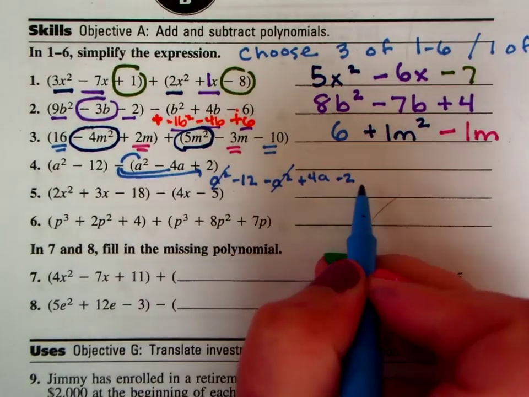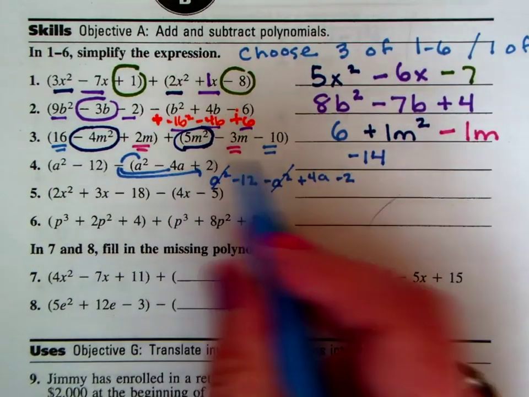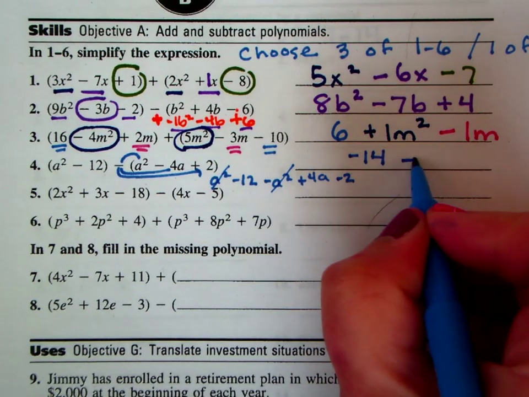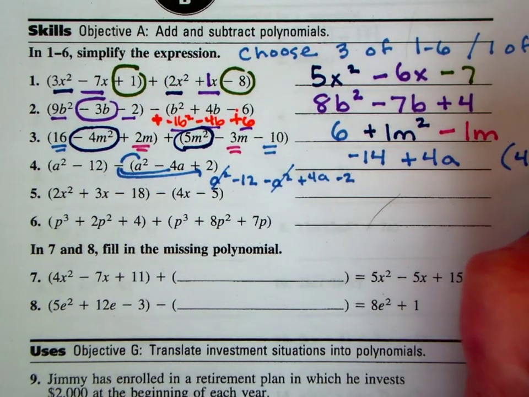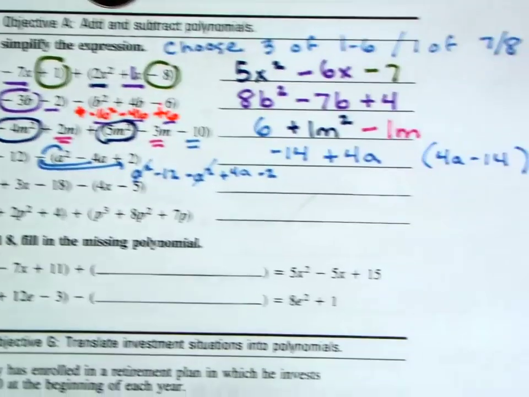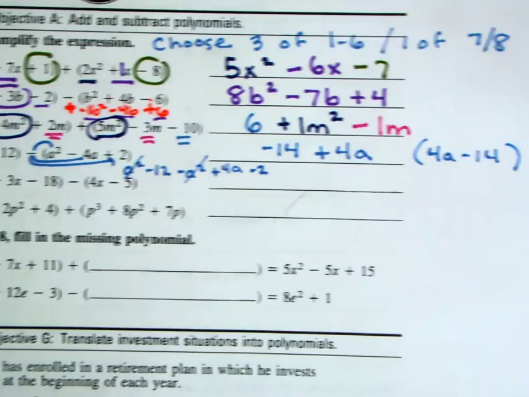Okay, this negative 12 and this negative 2 become a negative 14. And then the poor little 4a doesn't have anyone to add with, so we just do plus 4a. 4a minus 14 would be the reverse of that. Whoops, sorry. There you go. Okay. So that's how you would do that problem.